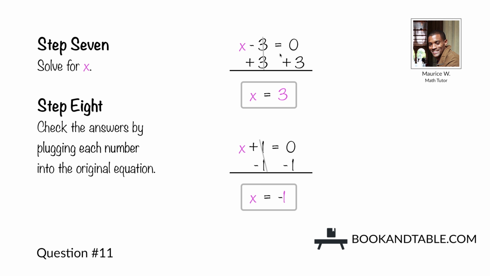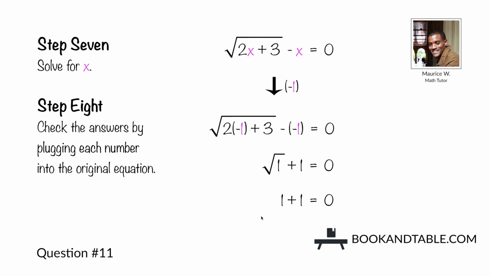x minus 3 is equal to 0. So we add 3 to both sides, giving us one potential value of x, which is x is equal to 3. And now the second potential value for x, we have x plus 1 is equal to 0. So we subtract 1 from both sides, giving us x is equal to -1. And now that we have these two potential values, check the answers by plugging each number into the original equation.